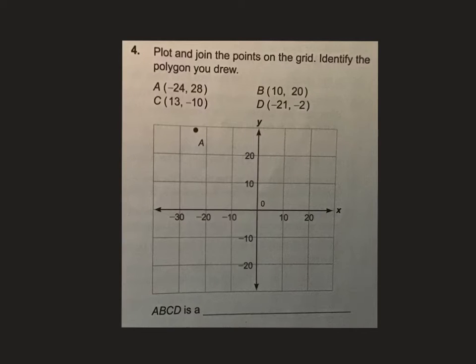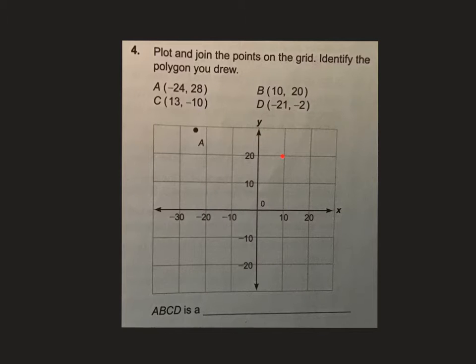Question 4 gives you several points to plot on the grid, and then they want you to identify what polygon, what multi-sided shape you have drawn. So they've done A for you, -24 and +28. So 25 would be right in the middle, so 24 is just to the side of that, and then it's 28, so that's why it's just below and not right at that corner.